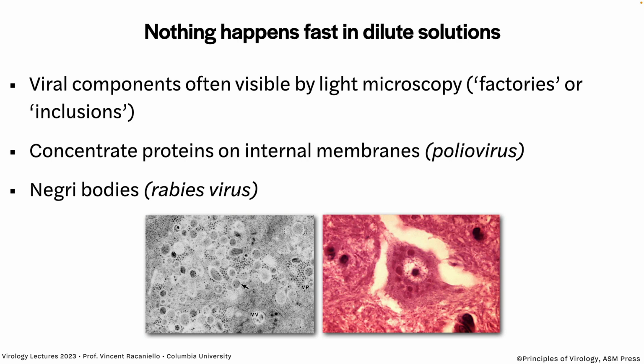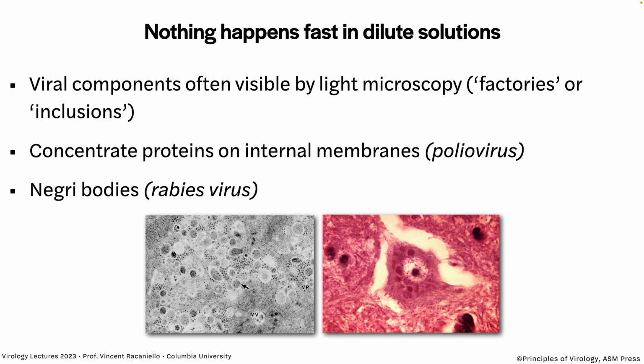Now, the other key point is that nothing happens fast in dilute solutions. And so viruses typically concentrate all the components in very specific places to get around that, to increase the concentration of what's needed. And we saw that briefly for RNA synthesis. Most plus-strand RNA viruses reproduce their genomes on the surface of vesicles rather than having them float around in the cytoplasm and having to run into the components they need.